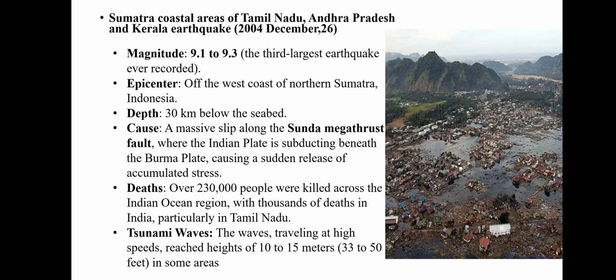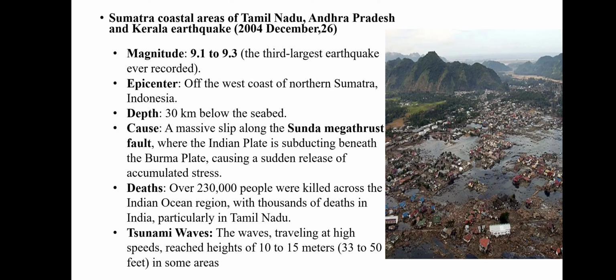The epicenter of this earthquake was the west coast of northern Sumatra, Indonesia. The depth was around 30 km below the seabed. The cause was a massive slip along the Sunda megathrust fault, where the Indian plate is subducting beneath the Burma plate, causing a sudden release of accumulated stress.